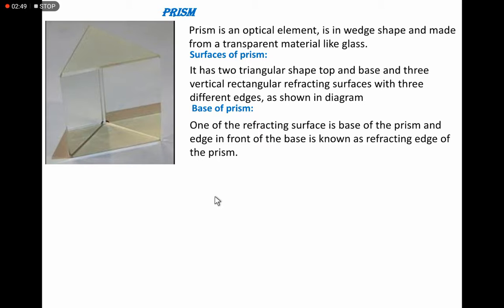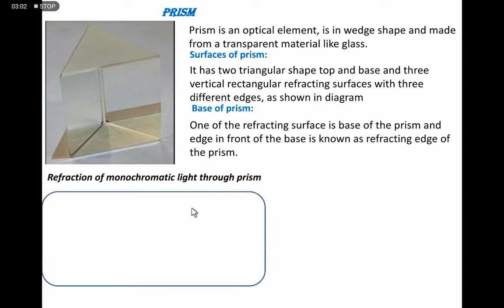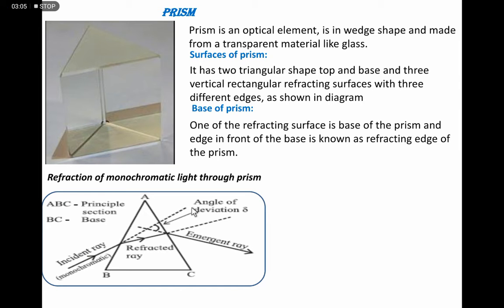So this is the basic idea about the prism, and in the next part we are going to learn the use of prism for refraction. Now monochromatic light is used for the refraction, or to learn the theory of the prism. We know that when the incident ray passes from a rare medium to a denser medium, it bends towards the normal. If the first medium, that is the rare medium, whose refractive index is less than the denser medium.